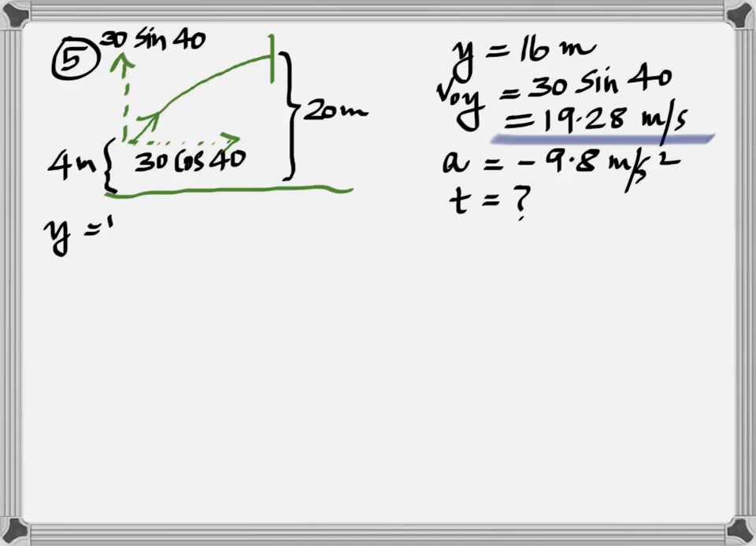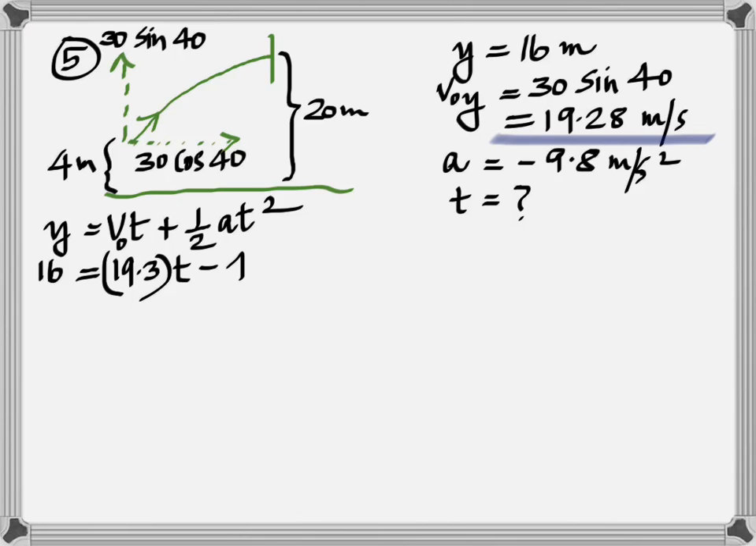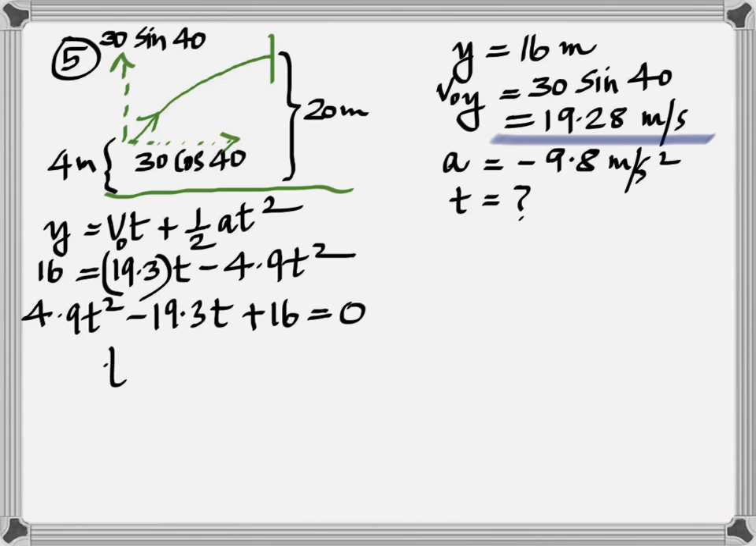You can find the time using y is v naught t plus 1/2 at squared. Substitute and rearrange. Once again, you get a quadratic equation. And on solving this quadratic equation, you get 1.19 second.